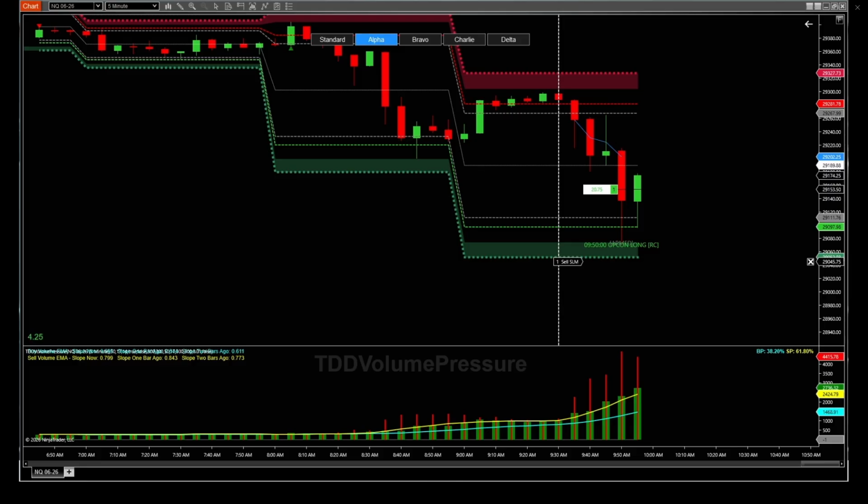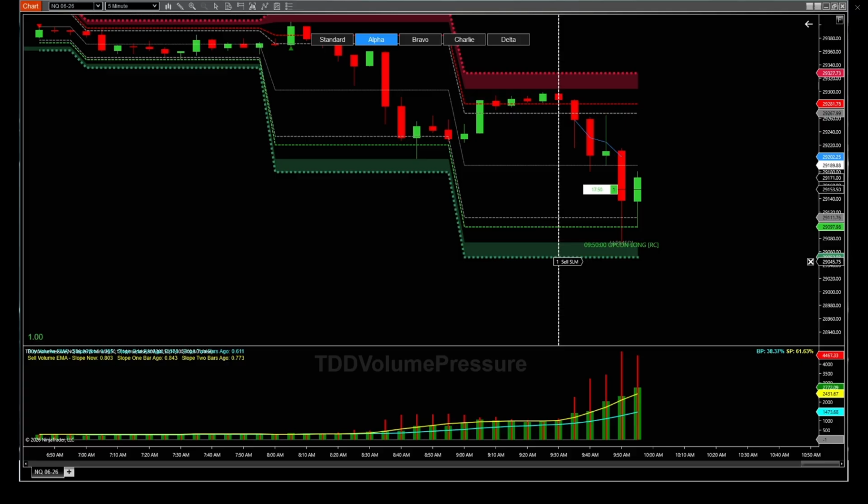Now, the volume pressure measures the order flow, cumulative volume buys, and cumulative volume sells, and it plots this two different ways on that lower indicator. You can see the thicker green bar, that's your buying, the thinner red bar, that's your selling, and then that yellow line is your exponential moving average of the sell power, and the green line is the exponential moving average of the buy power. Now this indicator is fully customizable. You can set the length, the percentage, the volume thresholds. There are so many things you can do with it.